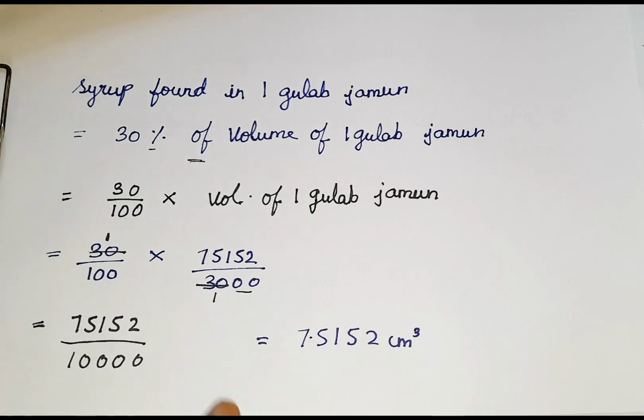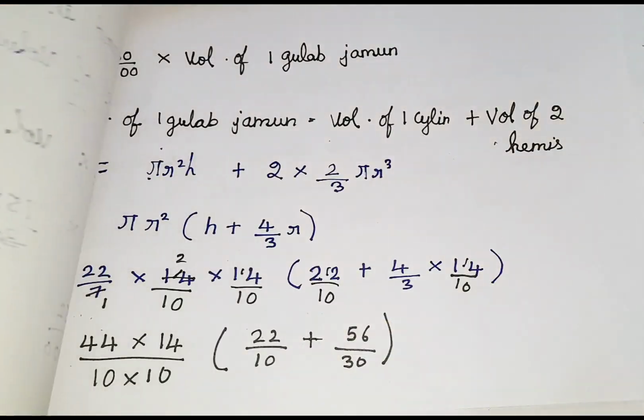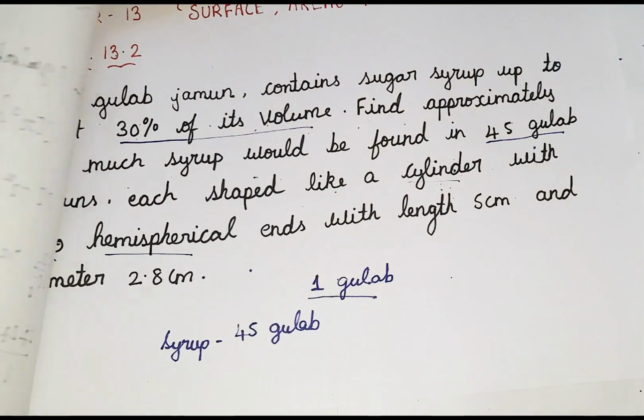Am I right? So that is 7.5152. Okay, so this much syrup is there in 1 gulab jamun. Am I right? So finally we found that. So why did we find it? Why did we find it?